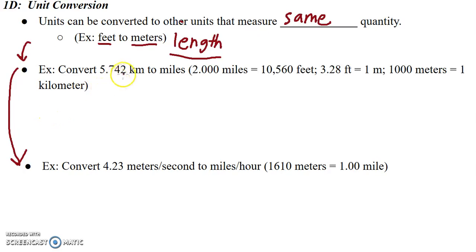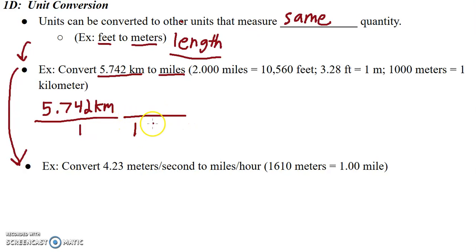The first one is convert this many kilometers into miles. To start, we're going to write out 5.742 kilometers over 1. Now we need to get it closer to miles, so a good first step is to get it into meters. 1 kilometer is 1,000 meters. Then the next thing, we should be able to get into feet. So 1 meter is 3.28 feet.